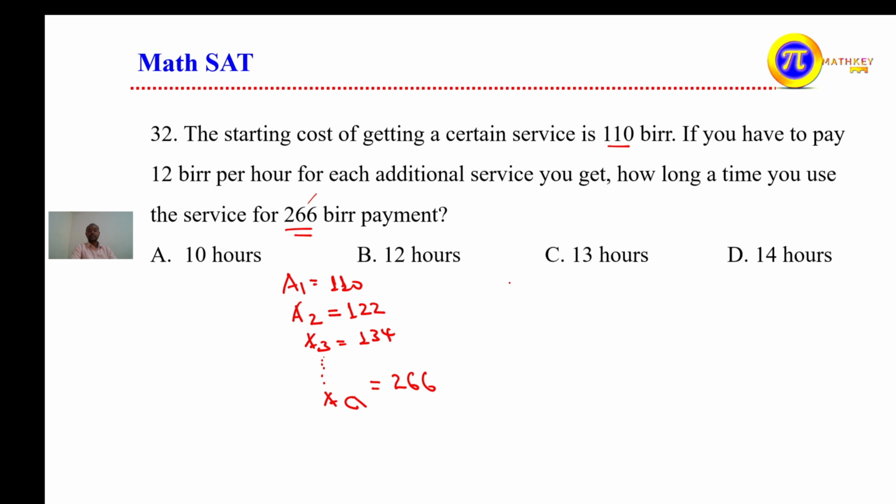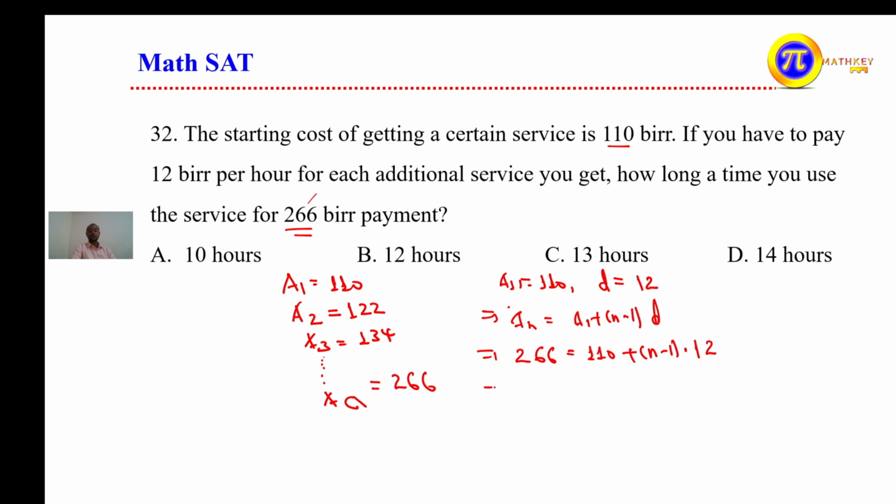We are familiar that if a1 is given, that is 110, and their common difference, that is 12 birr, is obtained, then we can express n. You are familiar that an equals a1 plus n minus 1 times the common difference d. If that's so, 266 is equal to our a1 term, 110, plus n minus 1 times our common difference, 12.